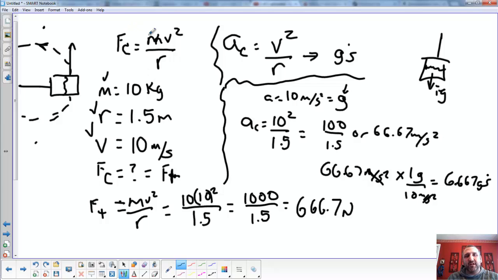So it's just a matter of algebra, playing around in these equations, either FC equals mv squared over R or AC equals V squared over R. It's just a matter of doing the algebra to solve for V or R or FC or whatever.